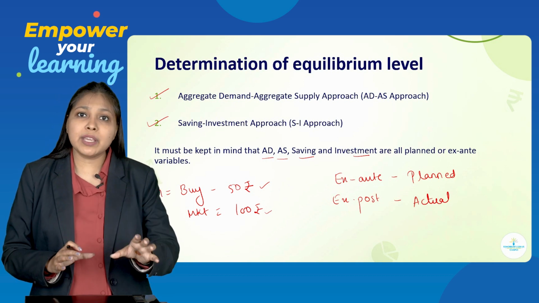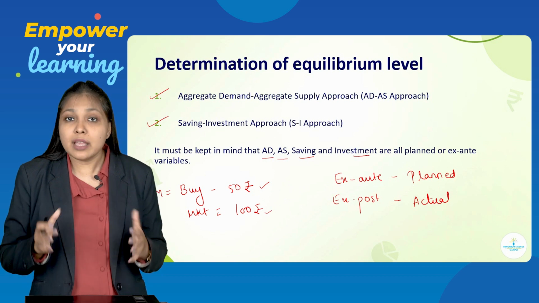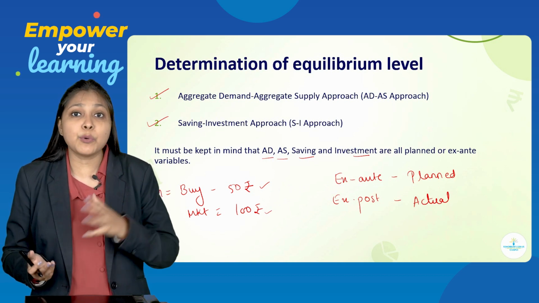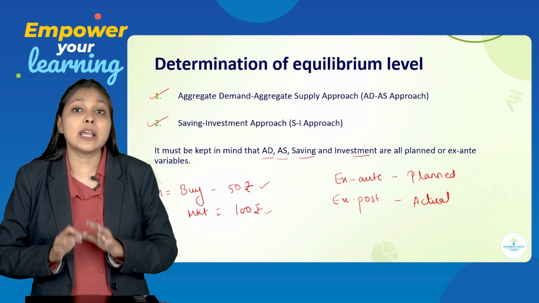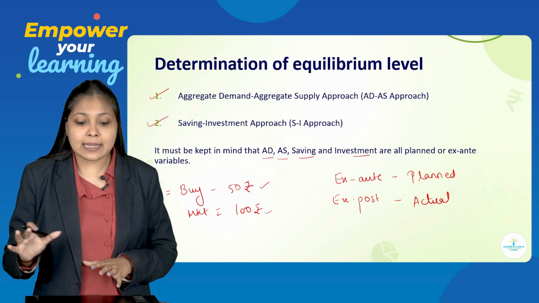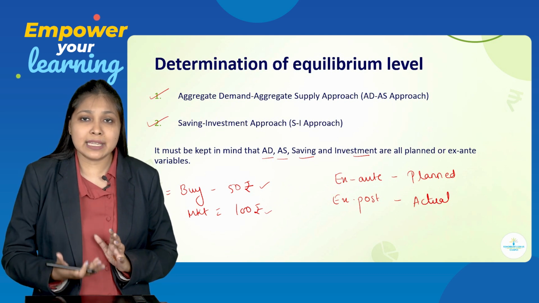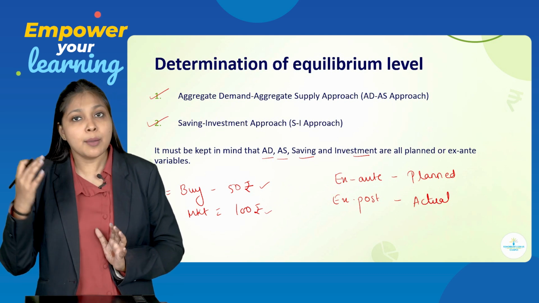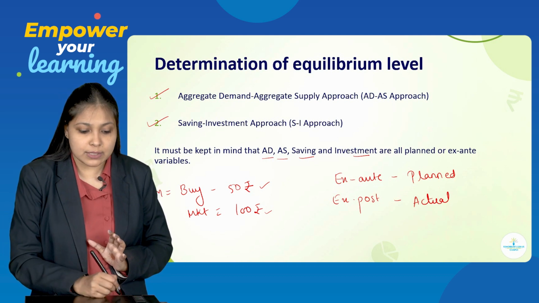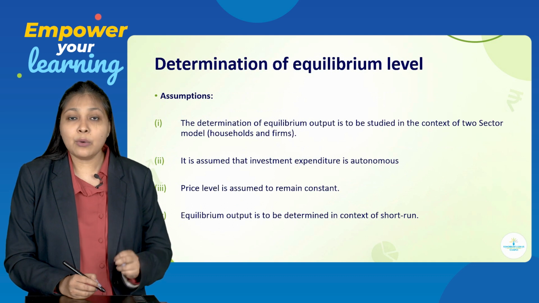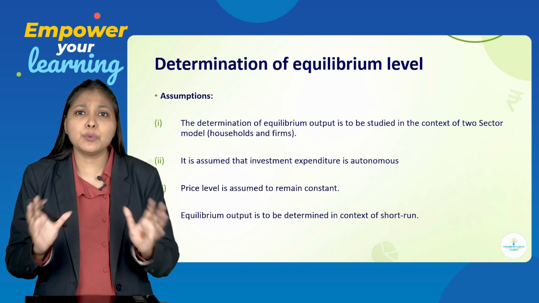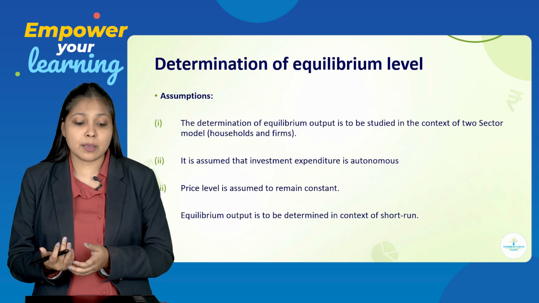Ex ante are all variables which are just planned. They have not been done actually in real life. Whereas ex post variables are those variables which are already done, which have already happened. So ex ante and ex post. When we talk about the AD-AS approach or S and I approach, both approaches are planned approaches, that is ex ante approaches. Okay. Now, before understanding these approaches, we will have to understand a few assumptions.